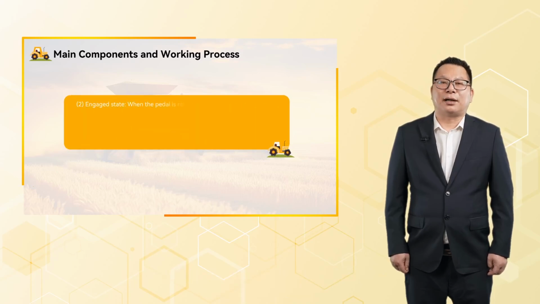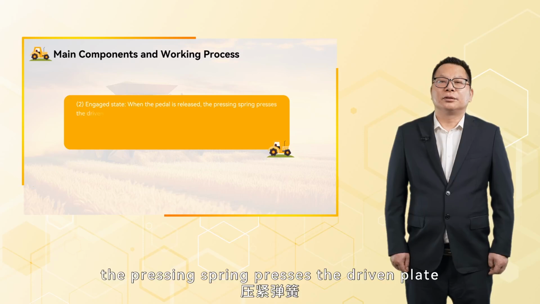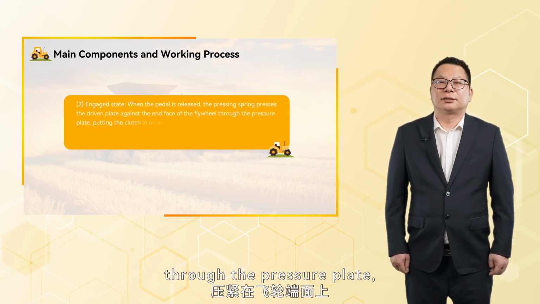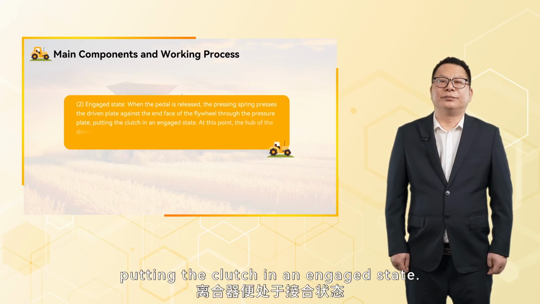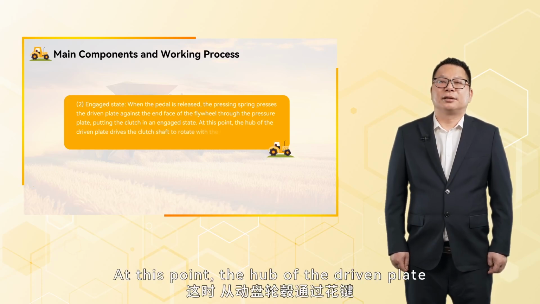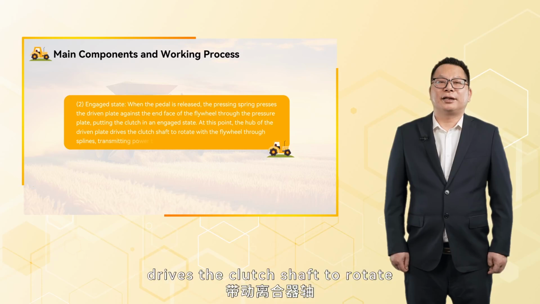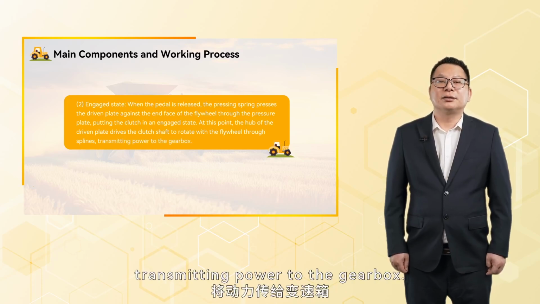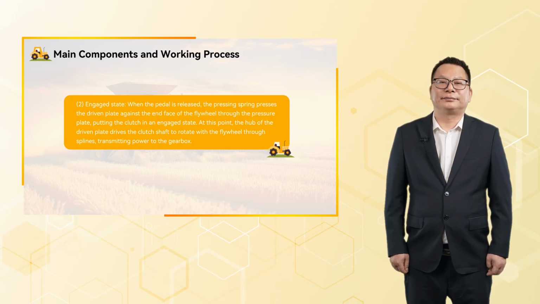Engaged state. When the pedal is released, the pressing spring presses the driven plate against the end face of the flywheel through the pressure plate, putting the clutch in an engaged state. At this point, the hub of the driven plate drives the clutch shaft to rotate with the flywheel through splines, transmitting power to the gearbox.